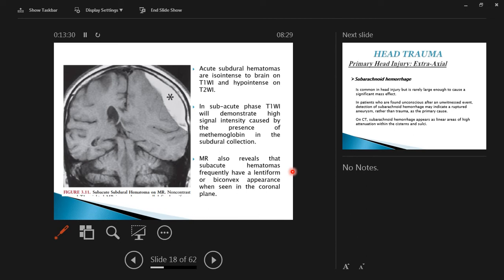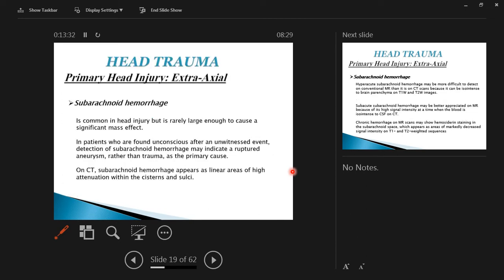In the coronal plane. The third type of injury is the subarachnoid hemorrhage. The subarachnoid hemorrhage is common in head injury, but it's rarely large enough to cause significant mass effect. In those found unconscious after an unwitnessed event, detection of subarachnoid hemorrhage may indicate a ruptured aneurysm rather than trauma as the primary cause, because, as we said, it's rarely large enough to cause significant mass effect.